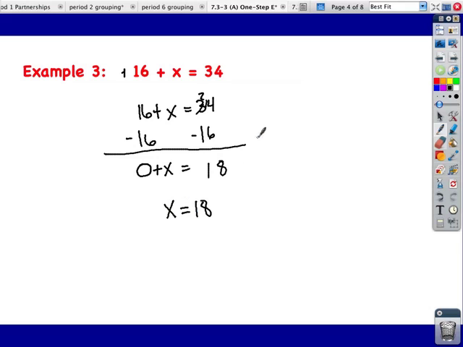Now on this problem, I'm going to show you how to check your answer. If x equaled 18, you should be able to plug it back into the original problem and check to see if it works. So in this case, it would be 16 plus, insert for x, 18 equals 34. And indeed, 16 plus 18 does equal 34, so you get a true statement of 34 equals 34. Because of that, you know you did it right.